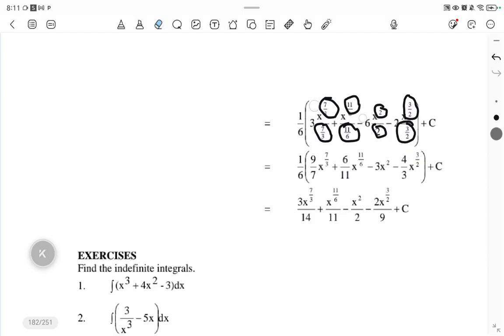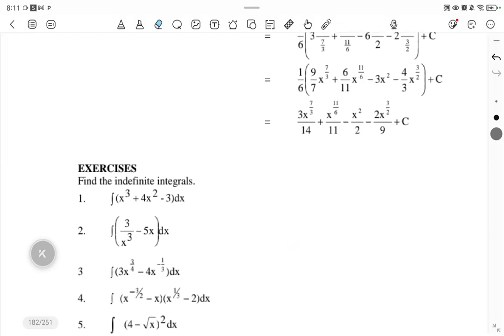So the reason why I'm skipping this, I'm just explaining this. You're gonna do them in class. So we're just gonna go to the exercises.